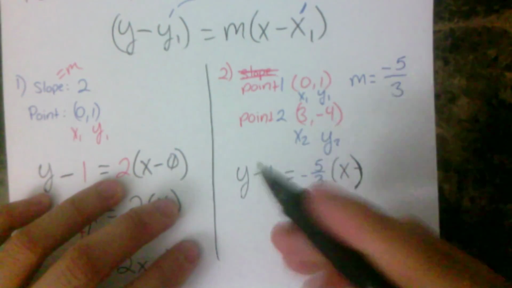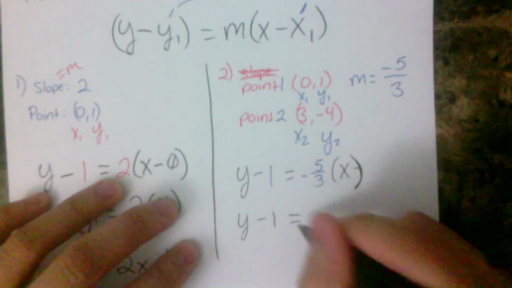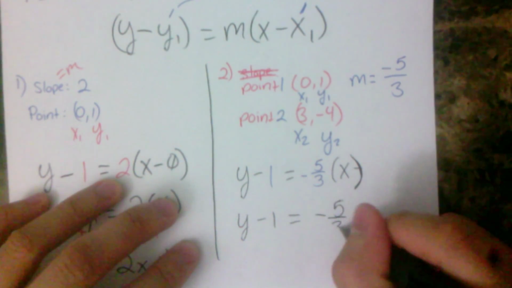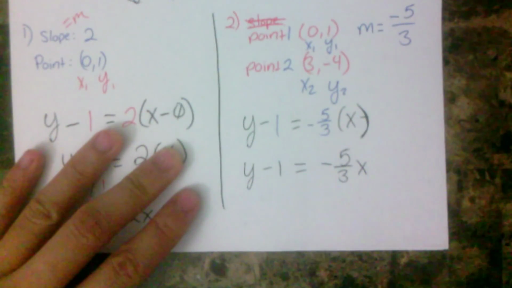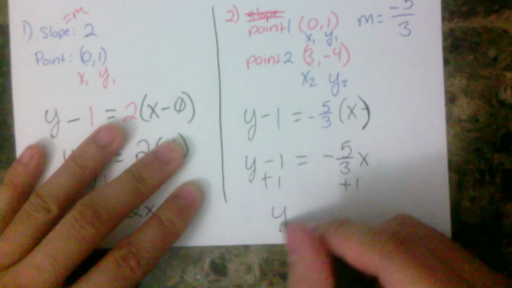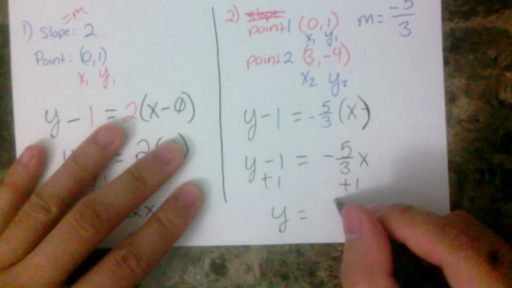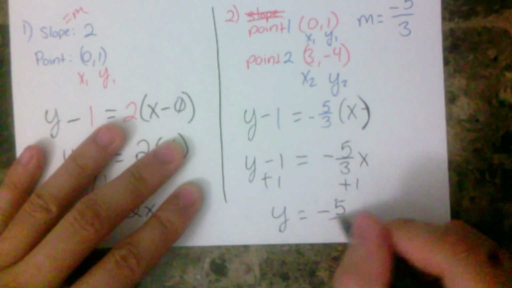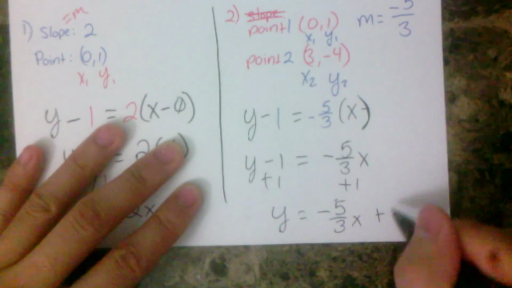Y minus 1 is equal to negative 5/3 x. And again, we had to get y alone. So let's go ahead and add 1 to both sides. You get y is equal to negative 5/3 x plus 1.